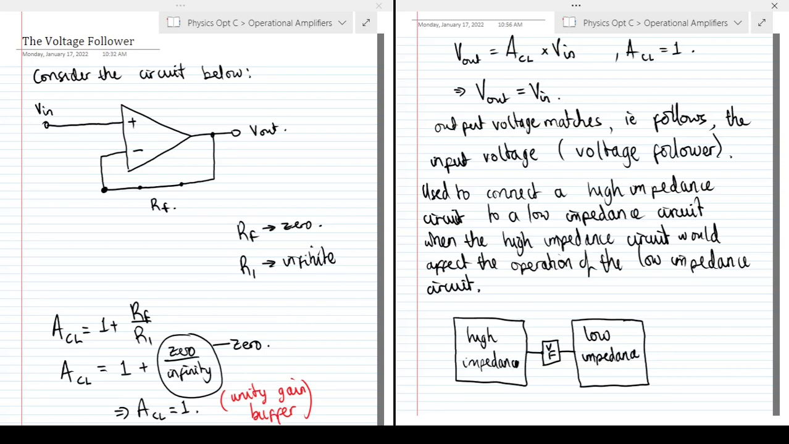Now, if you do need power amplification, the voltage follower could do power amplification as well, but the output power itself will come from the power supply connections of the voltage follower rather than drawing power from the input itself, right? That is, it will draw its power, if necessary, from the voltage follower's supply connections rather than drawing power from the high impedance circuit that is connected on the other side, right? So that is basically all we have to say about the voltage follower.